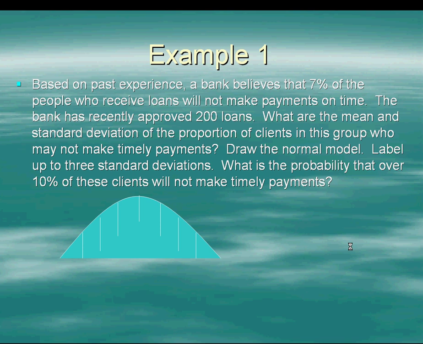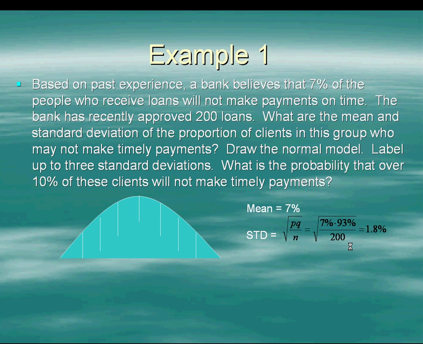We're going to label up to 3 standard deviations, just like we did back when we initially studied the normal model in Chapter 6. And we're going to find the probability that over 10% of these clients will not make timely payments. Starting with the mean and the standard deviation, the mean we know is 7%. That's the percentage we're given in the situation.